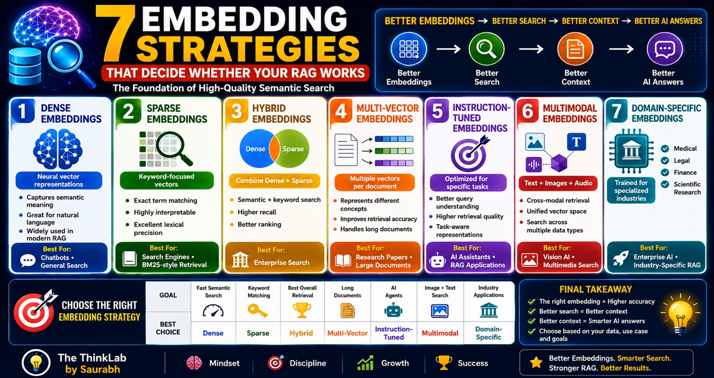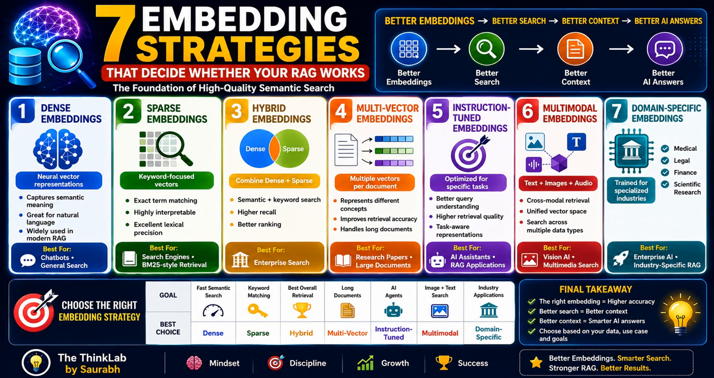Strategy 4 is multi-vector embedding. Normally one document has one embedding vector, but a long document often discusses many different topics. So one vector cannot represent everything accurately. Multi-vector embedding solves this problem. Instead of one vector, multiple vectors are created. Each vector represents a different section or concept. This allows more precise retrieval. It works especially well for books, research papers and technical documentation.